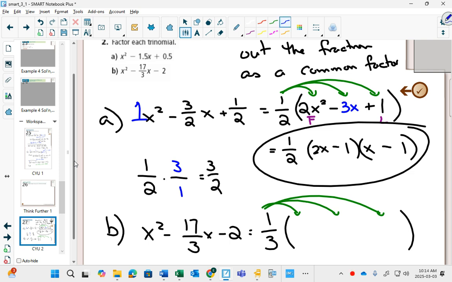1/3 times what? Right, there's an invisible 1 out there in front. 1/3 times what would give me 1x squared? Well, for sure I need the x squared, right? Can you see that 1/3 times 3 would give you 1x squared? If you take the 1/3 out of the 17 over 3, you're just going to be left with the minus 17.